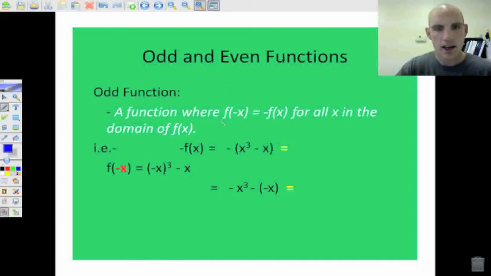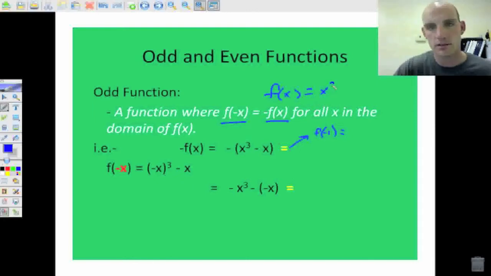An odd function is where f of negative x is equal to negative f of x for all x in the domain of f of x. So watch how this works. Negative f of x is going to equal this, and so what we are going to do is put in negative 1. F of x is going to equal x to the third minus x. So f of negative 1 is going to equal negative 1 to the third minus negative 1, which is going to give us negative 1 plus 1, which is equal to 0.